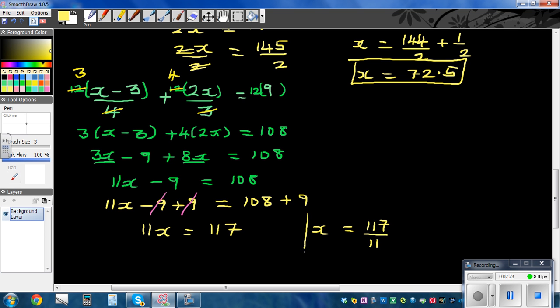You don't need to write this any more as a fraction, leave it as the answer. And this is your exact answer. x is 117 over 11. Okay, now to check your answer, you can put this number in this equation and you will find that it would be exactly 12.